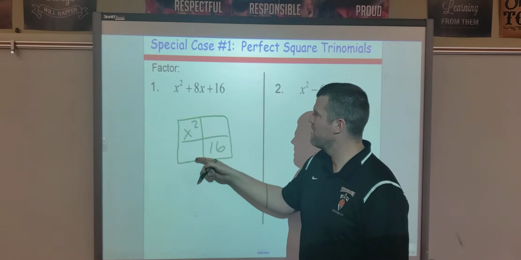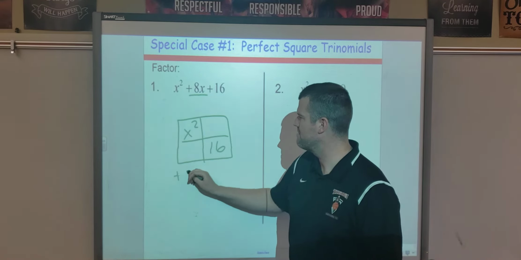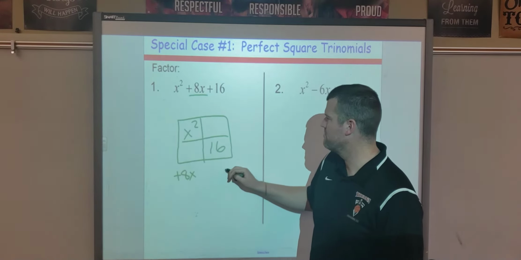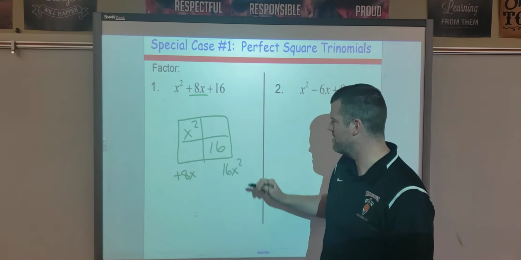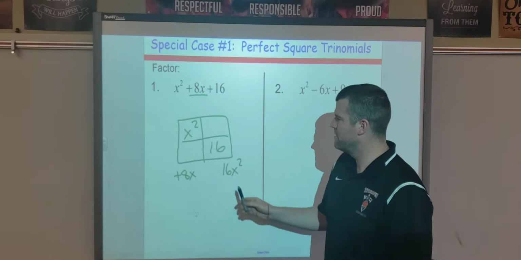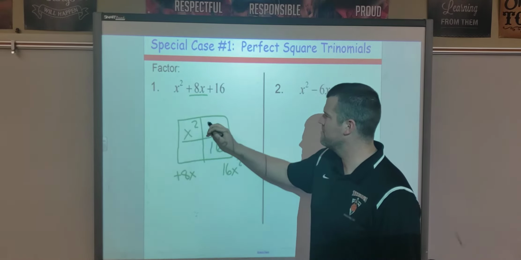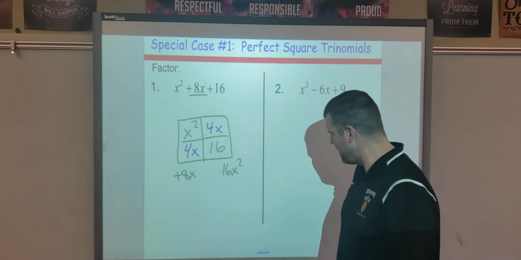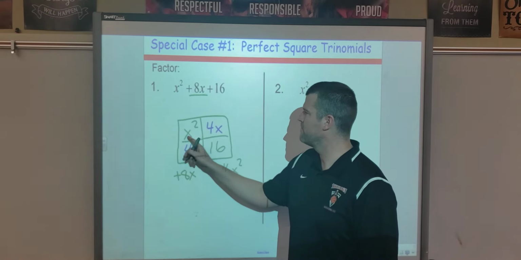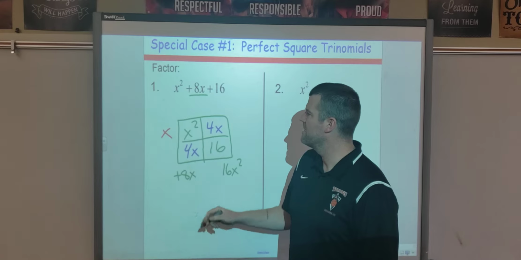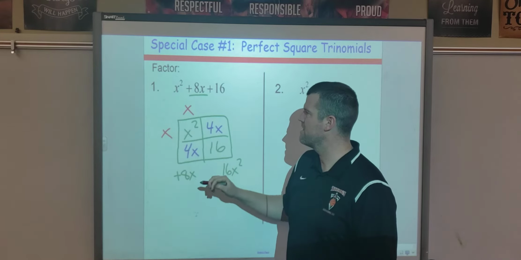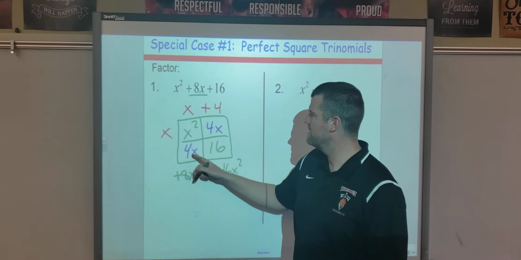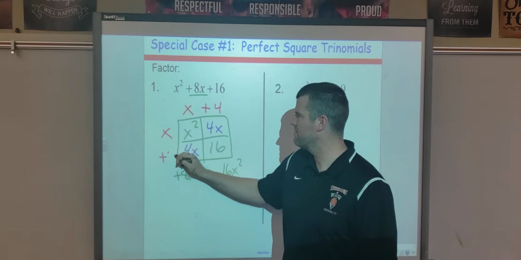And then these two leftover boxes, we know we need to add to 8x. And then we need to multiply to the first box times the last box. So that's going to be multiplying to 16x squared. And then we go through and we find the numbers that multiply to 16, add to 8. That's going to be 4 and 4. So 4x and 4x. And then we take out our GCF from the top row. So that's going to be x. And then to get x squared, x times x. To get 4x, we need x times positive 4. And then to get 4x here, we need x times positive 4.